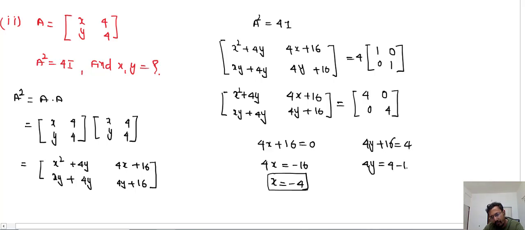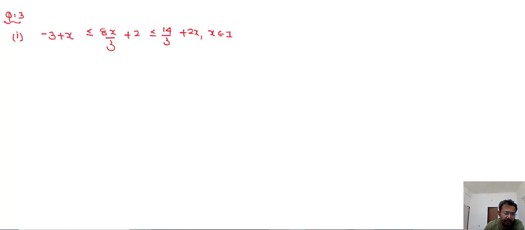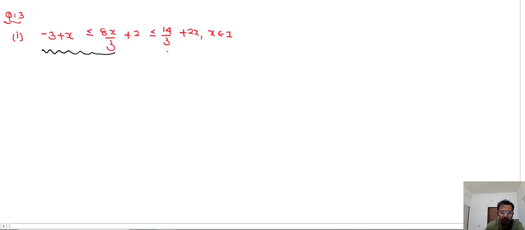Okay, how to solve this type of inequalities? Whenever two unknowns are given on both sides of the middle term, you have to take one to one. So first we have to solve minus 3, which is less than equal to 8x by 3 plus 2. Now just multiply by 3 with this, so minus 9 less than equal to 8x plus 6. Now x on the left side and numbers on the right side. Six plus 9, so we get minus 5x, which is less than 15.